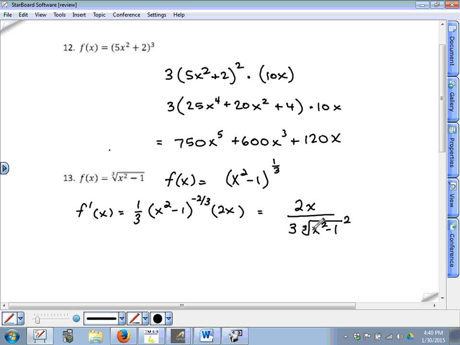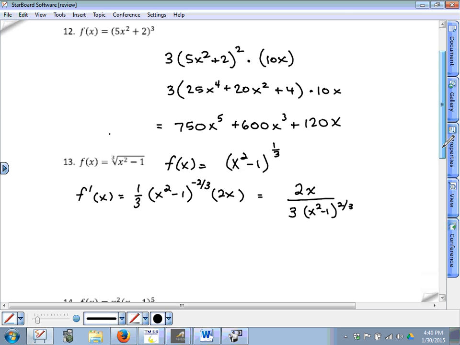Now you can either write it like that with radicals, or if you just want to keep it with a rational exponent, you can write it as x squared minus 1 raised to the 2/3 power. Either would be fine.